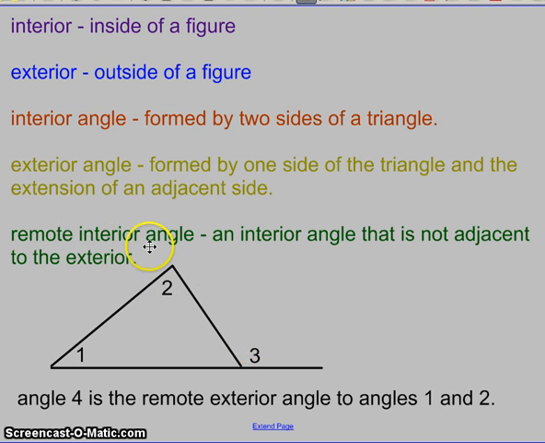The remote interior angles are going to be the angles that are not adjacent to the exterior angle that we're talking about. So if this is our exterior angle, this one would be adjacent here, the one that forms a linear pair. So the other two are going to be called the remote interior angles. So here I actually probably should have put that 1 and 2 are the remote interior angles for angle 3.